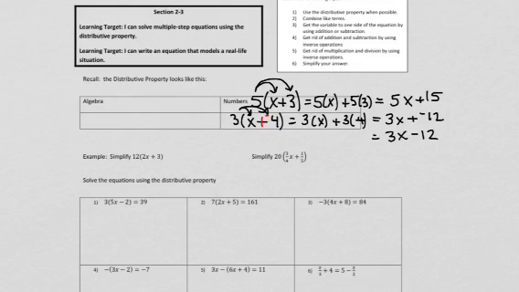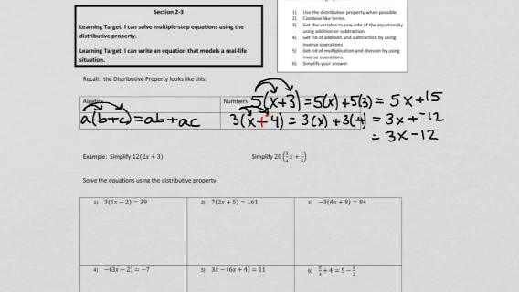So now let's go back and fill in the algebra. The algebra looks like this. If you have a times the quantity b plus c, that is equal to a times b plus a times c.